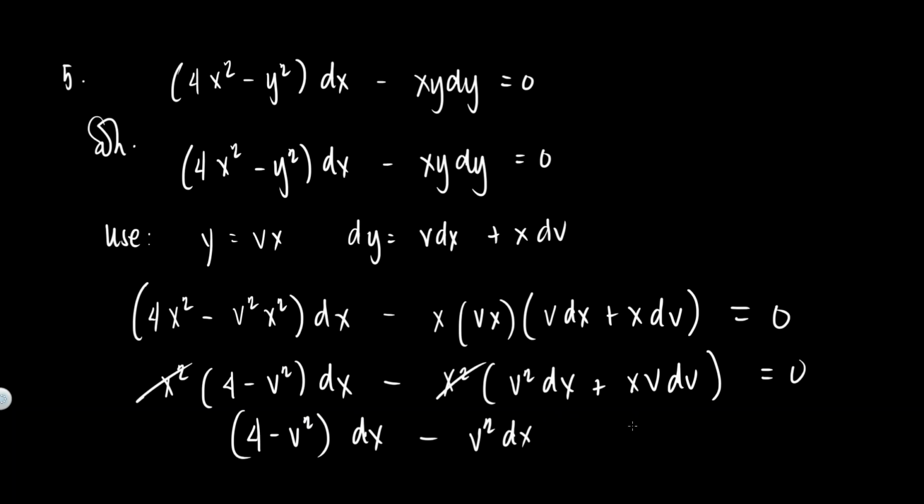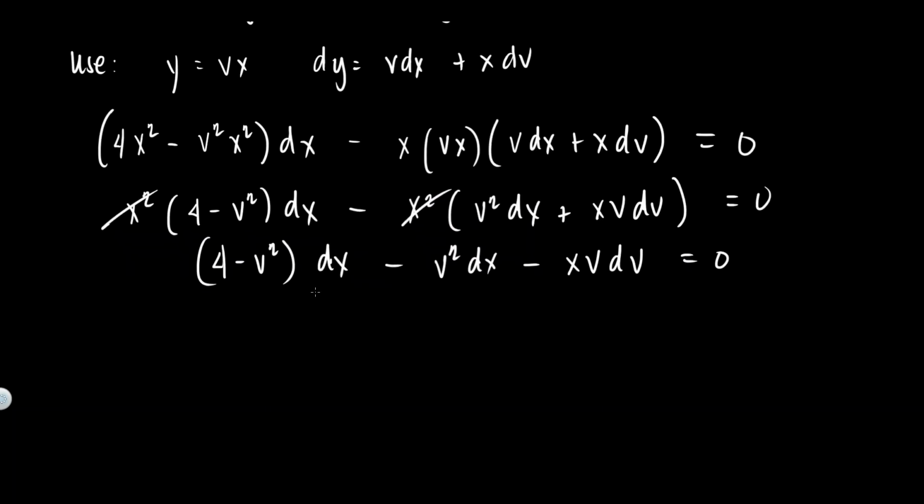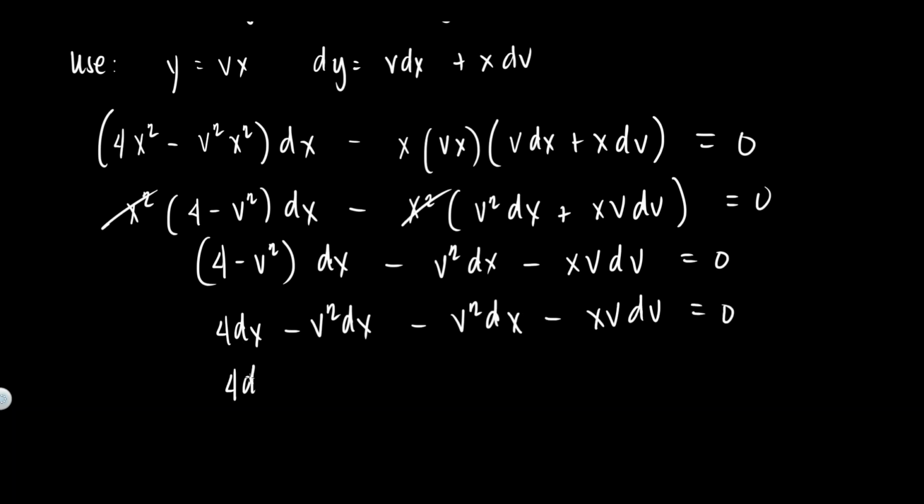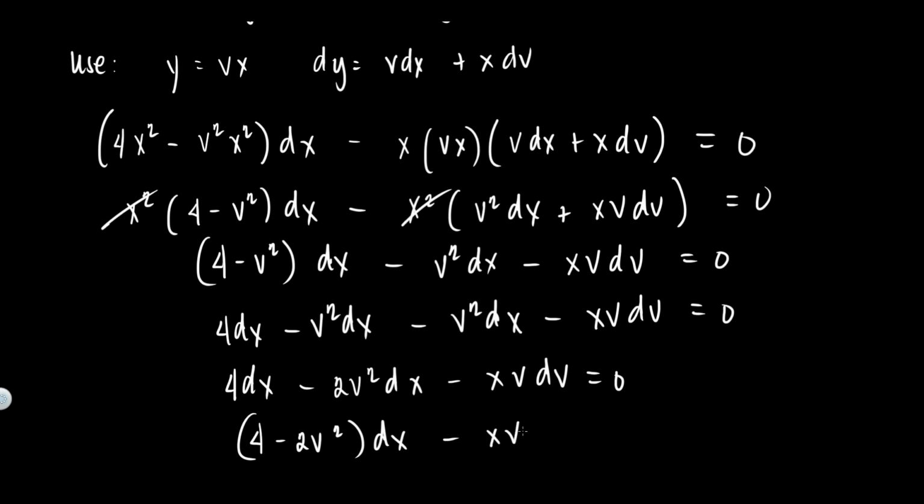V squared dx plus or minus xv dv equals 0. Okay? So what happened? We have 4 dx minus v squared dx minus v squared dx minus xv dv equals 0. So 4 dx minus, let's combine these, minus 2v squared dx minus xv dv equals 0. Okay, so we can combine the dx terms. So (4 minus 2v squared) times dx minus xv dv equals 0.